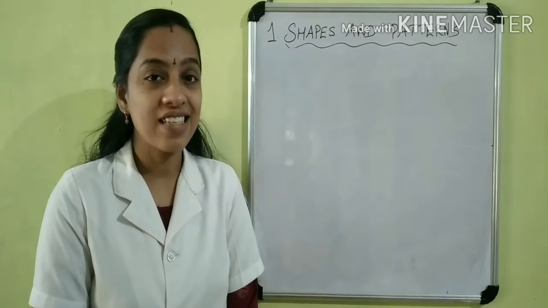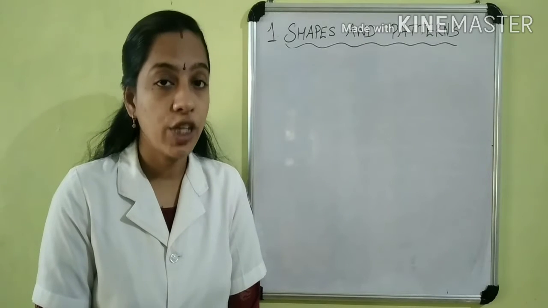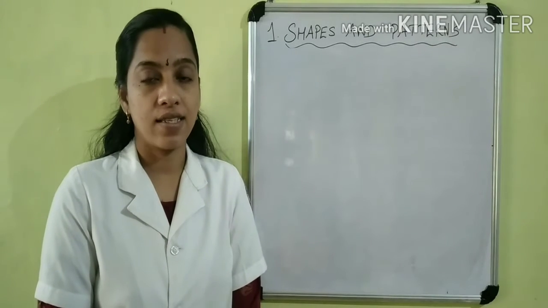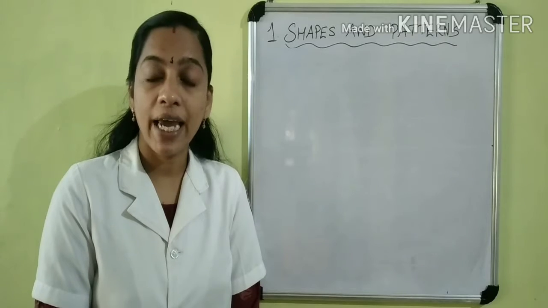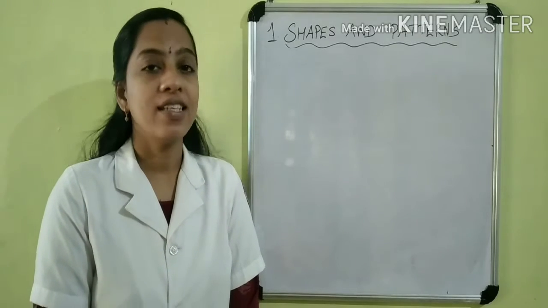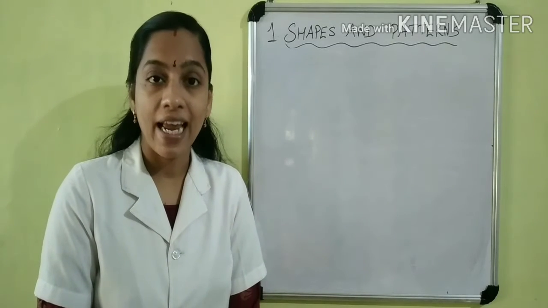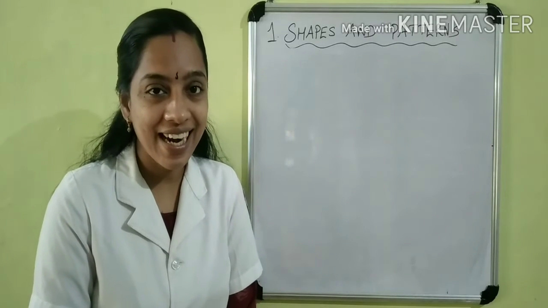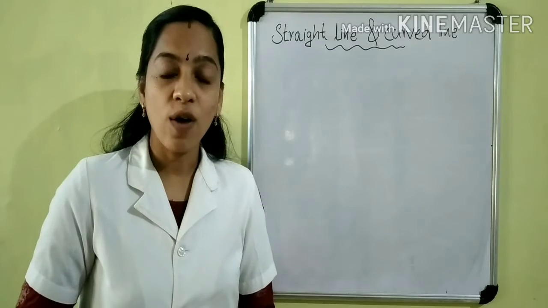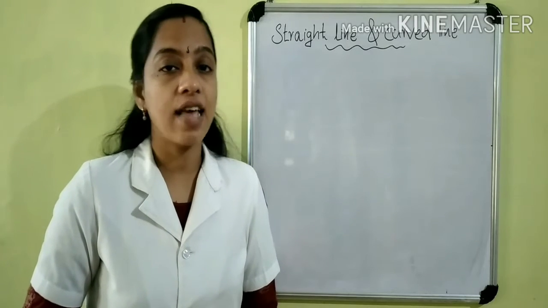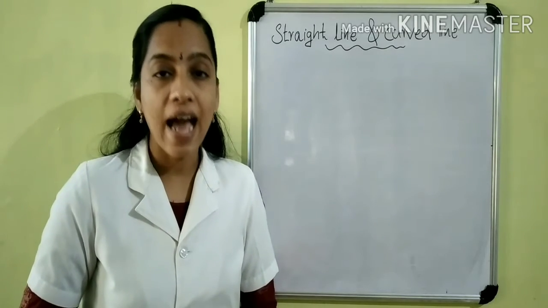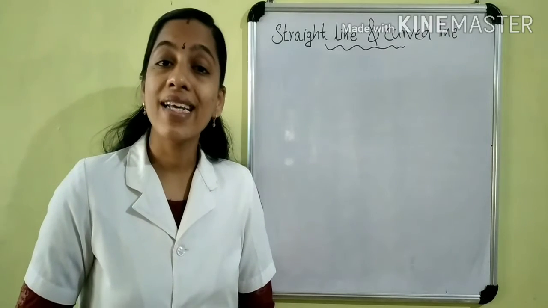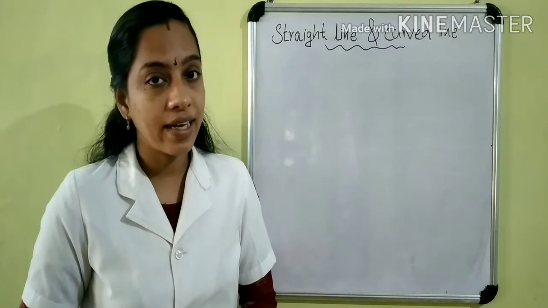In last class, we learned about shapes and its sizes. We learned shapes can be different sizes. So today, let us learn a new topic. Are you ready children? Yes. Now, we are going to discuss straight lines and curved lines. What is a straight line and a curved line?